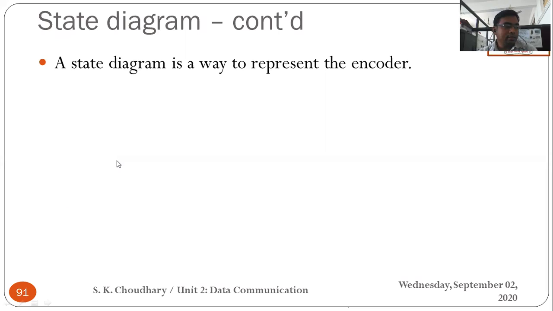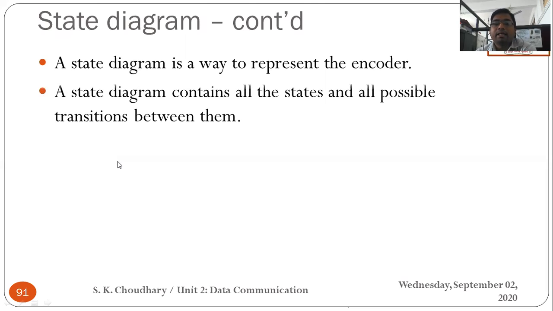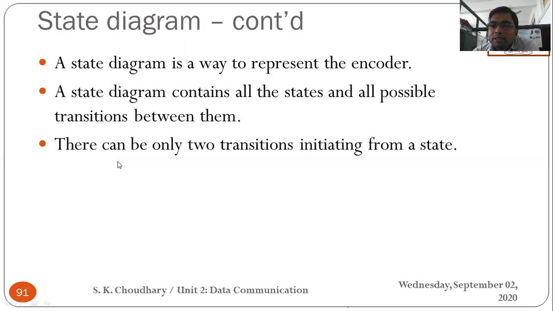A state diagram is a way to represent the encoder. A state diagram contains all the states and all possible transitions between the states. Suppose we have the 4 states, as per our example. Which 4 states are possible? We have 2-bit data, so 00, 01, 10, and 11. These 4 states are possible in our example.